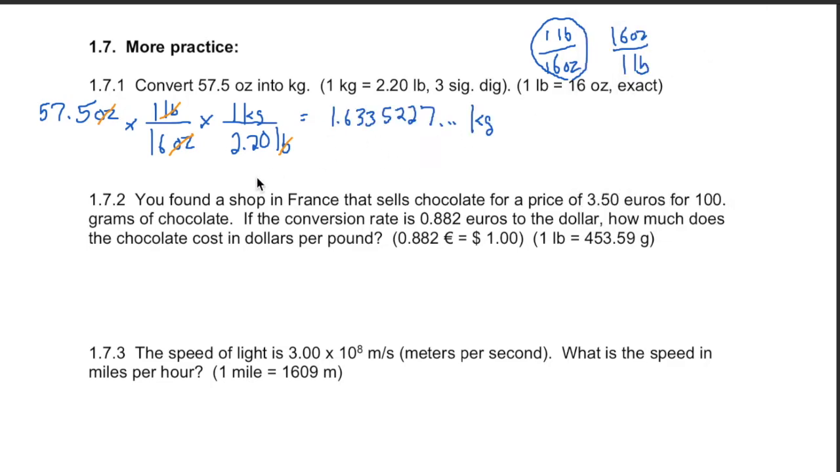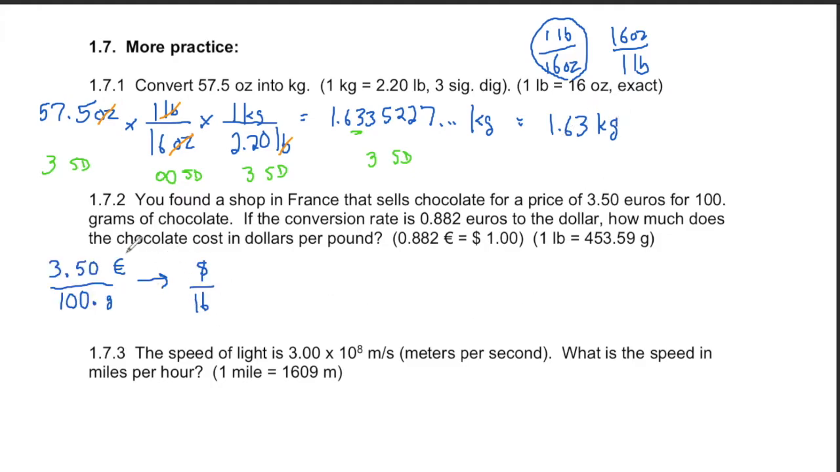This is the answer the calculator gives me. Looking at the significant digits, we have something with 3 significant digits, something that's exact, and something else with 3 significant digits, so we need to keep 3. And this becomes 1.63 kilograms.